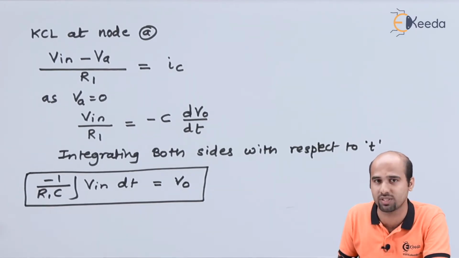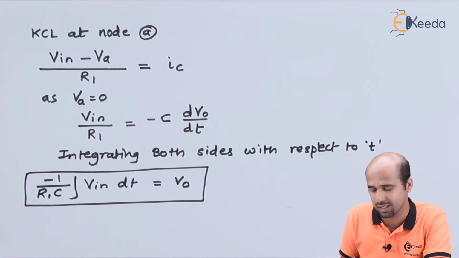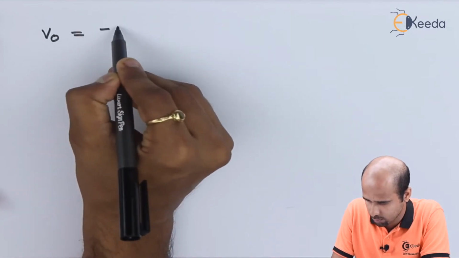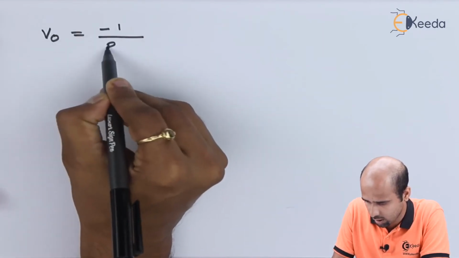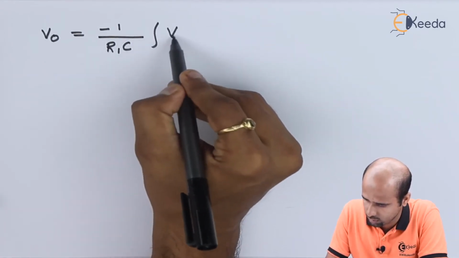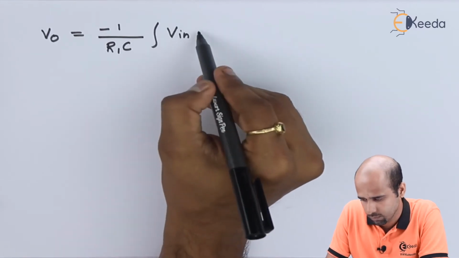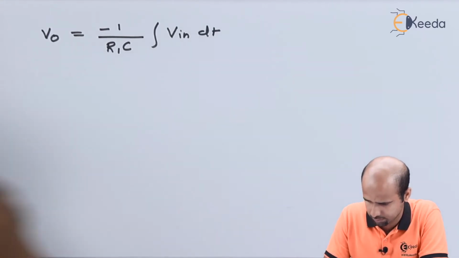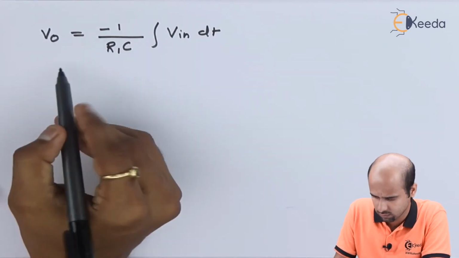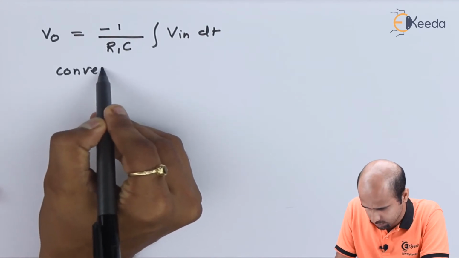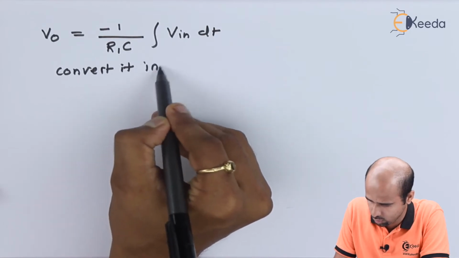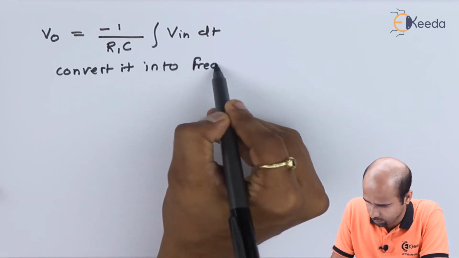But what are the consequences that we face practically in the simple integrator? That we have to learn now. We will again write this expression: VO is equal to minus 1 upon R1 into C multiplied by the integral of Vin into dt. Can we find the transfer function in the frequency domain? We will convert it into the frequency domain.